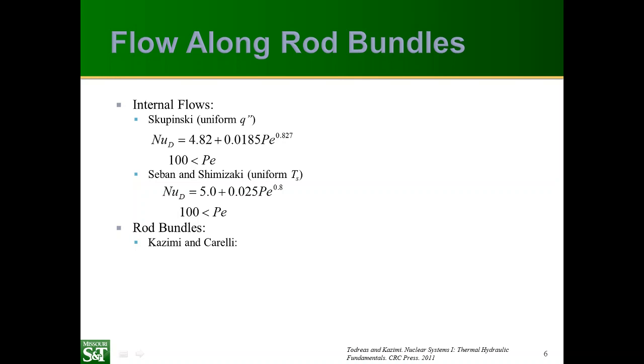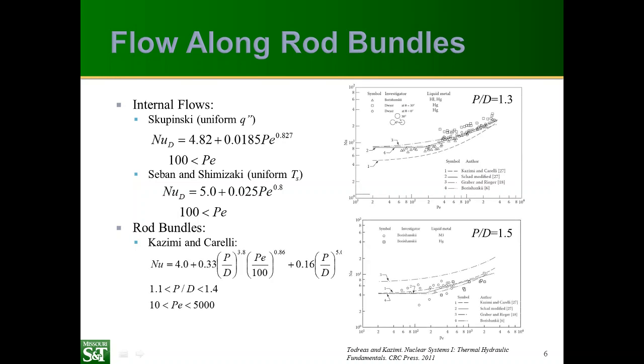Again, rod bundles are very important for nuclear applications as well. So if you look at the Kazimi and Carelli equation, you have a constant, and then you have a pitch to diameter and Peclet number term, and then another pitch to diameter term. So this was developed for a wide range of conditions. You can see from the graphs it works better for some conditions than others, but none of the correlations is particularly good for all of the conditions.